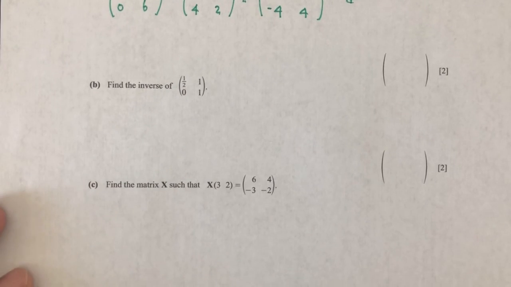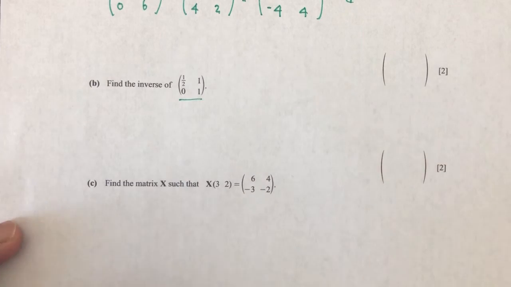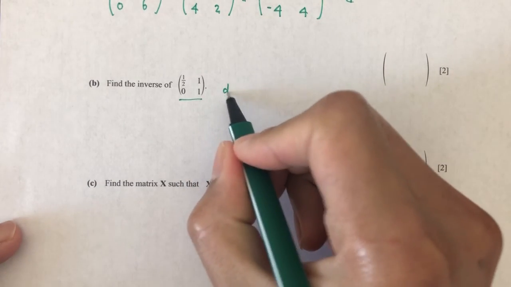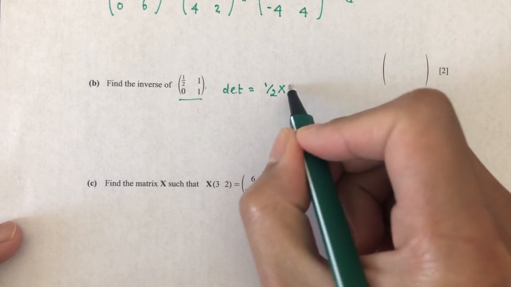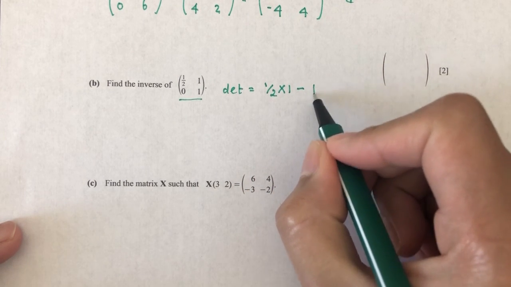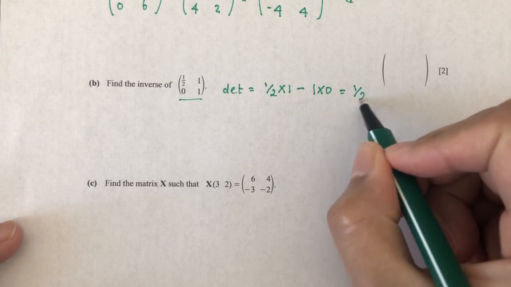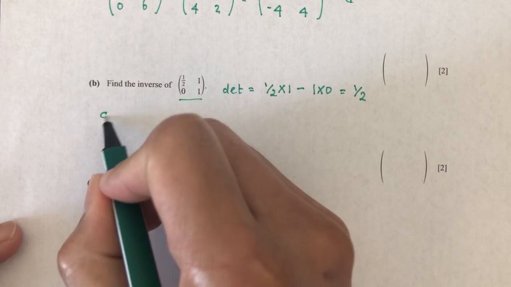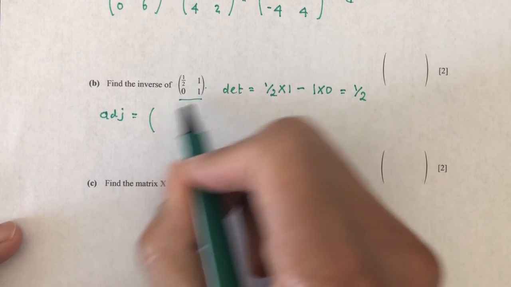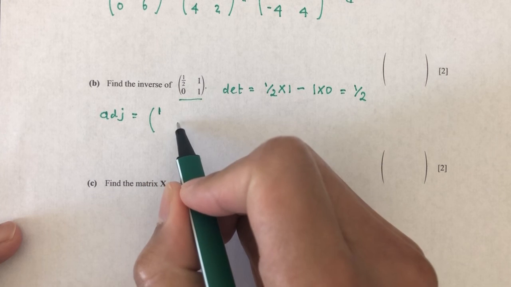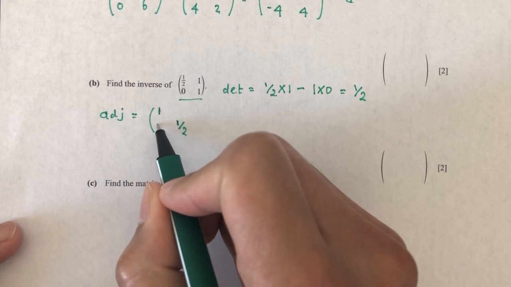Okay, now moving on to part B. We have to find the inverse of this matrix. So let's first find its determinant. Equal to half times 1 minus 1 times 0. Okay, so we get half. Now find the adjugate matrix. So the adjugate matrix will be, we have to switch those two positions. So 1 becomes here and half becomes here. Switch the sign of those two. So 0 becomes minus 0, which is still 0.